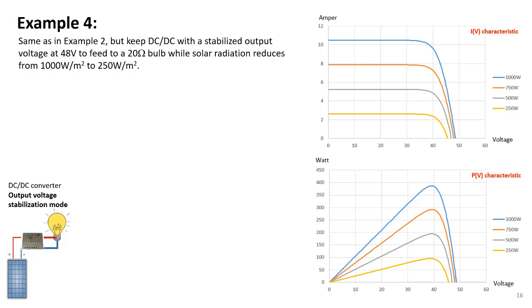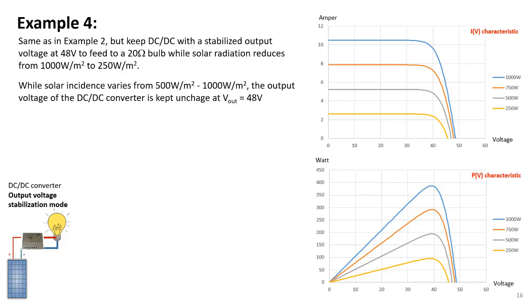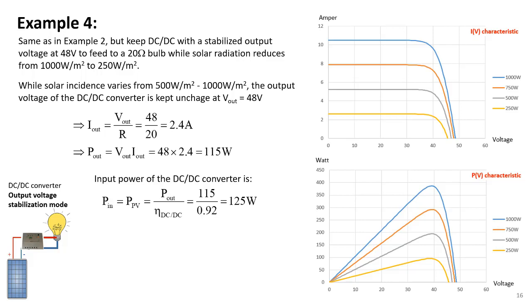Example 4 shows you the same system except that the DC-DC converter is set to work in voltage stabilization mode to keep the output voltage constant at 48 volts to feed the 20 ohm bulb, no matter if the solar incidence is 1000 watt per meter square or 500 watts per meter square. Since the output voltage Vout is 48 volts, the current Iout on the load is Vout by R, which is 2.4 amperes.